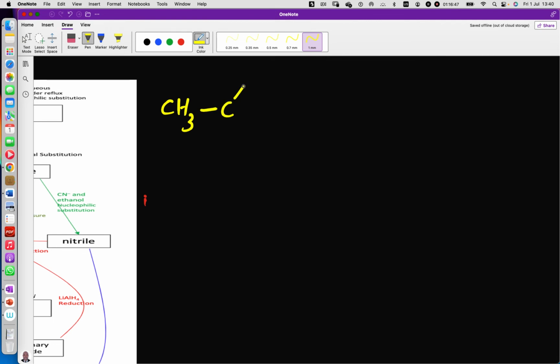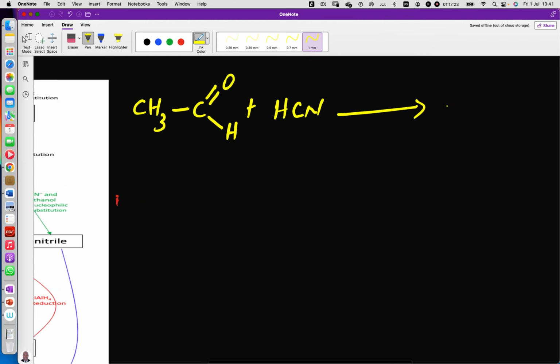ethanal is this one. If it reacts with hydrogen cyanide, I told you hydrogen cyanide is produced as a result of the reaction of potassium cyanide plus sulfuric acid. So the hydrogen cyanide is being produced, and when the hydrogen cyanide is in solution, it will dissociate to form the hydrogen ion and the cyanide ion. It is the cyanide ion that is going to act as a nucleophile. So now the hydrogen cyanide will be added here.